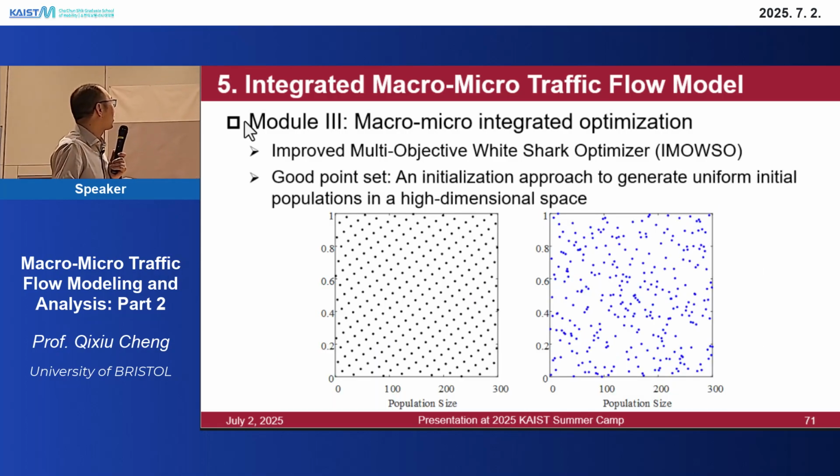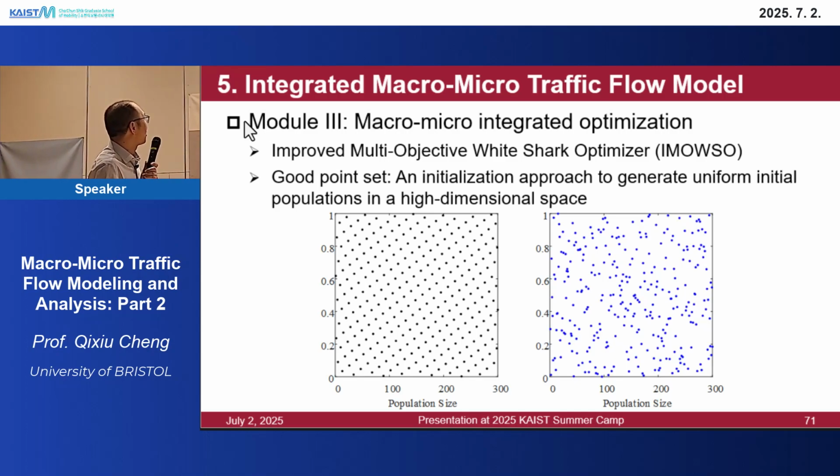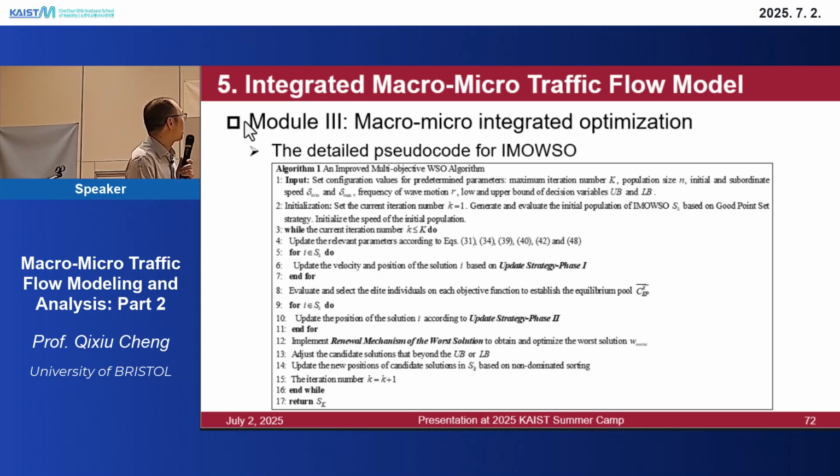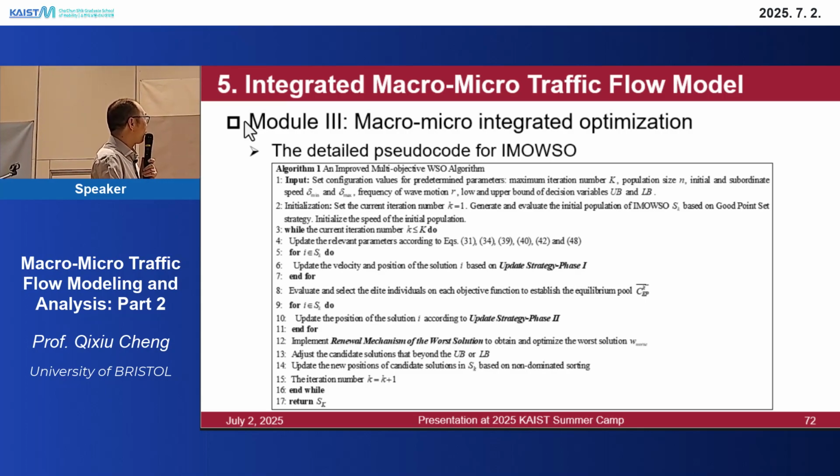This is a good point set. On the left-hand side, this one can generate a uniform initial population. We call this a good point set. But for the random one, this is not a good point set. If we incorporate the good point set into the calculation, the results will be much better. This is the general framework of the IMOWSO.